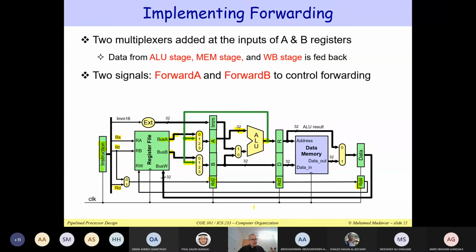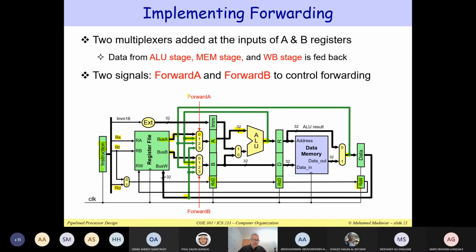We can actually have a dependence on the second previous. So we can take it from the memory stage back to A and back to B, or we can take it even from the write back stage. So this is the write back, this is the data on bus W. We can feed it back to A and back to B. So we need two control signals. Every time we introduce a multiplexer, we have to control these multiplexers.